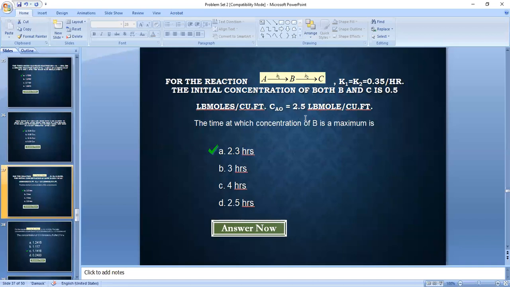You're given the CaO as 2.5. You're given B and C initial concentration as 0.5 and K1 and K2 equal to 0.35. If I'm not mistaken, I gave you the exact thing in here just for review purposes. And you are asked to determine the time when B is maximum. Now, how would you go about it? I will just share a new screen so that I can do this thing in the Jamboard because the space here is limited.